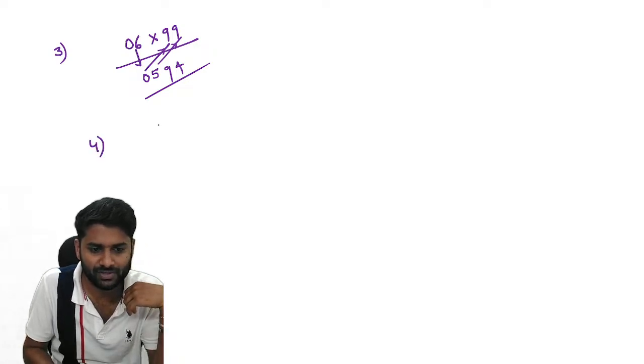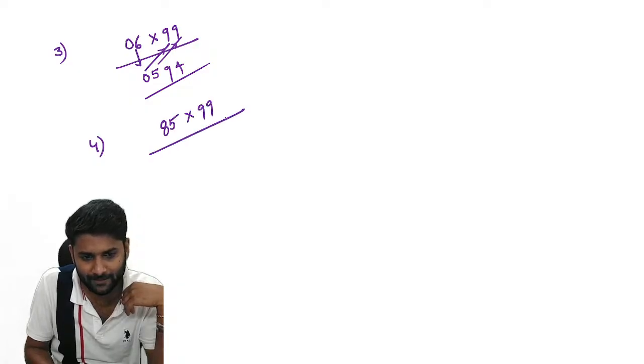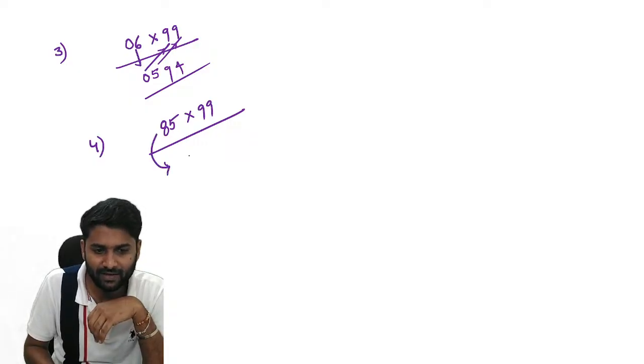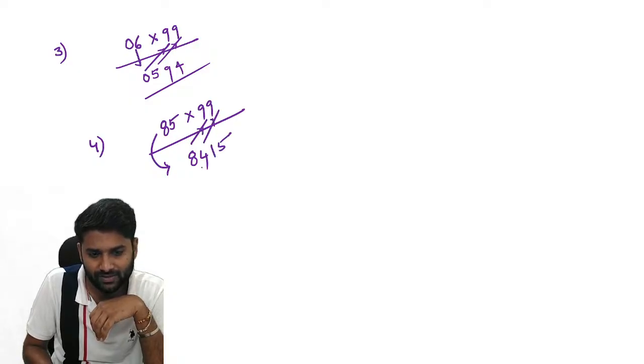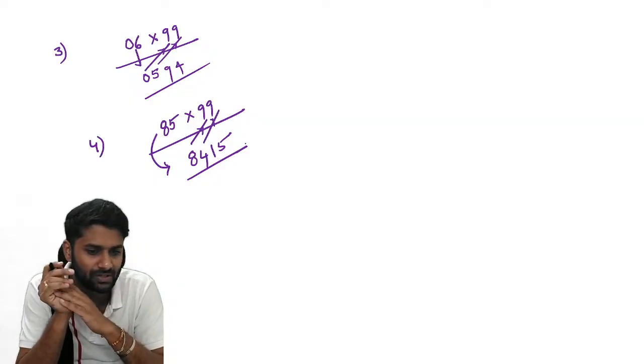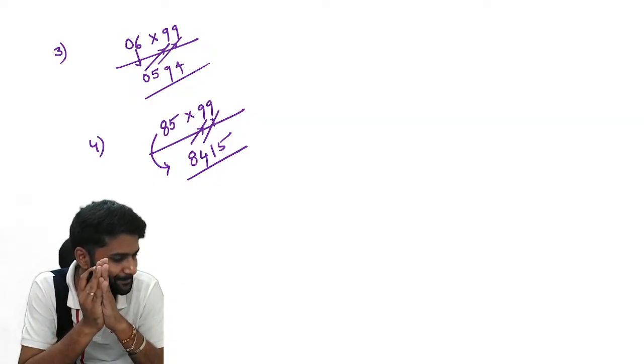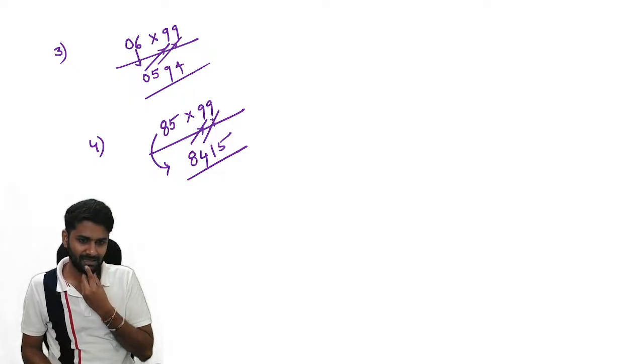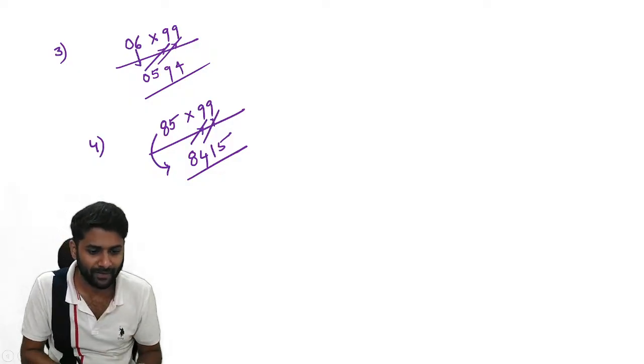Let me take one more question. 85 is multiplied with 99. Now consider the previous number. For 85, the previous number is 84. 8 becomes 9, 1 unit. 4 becomes 9, 5 units. So here the resultant is 8415. Is it clear?